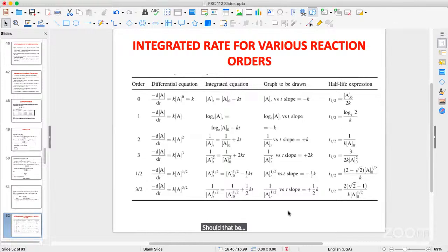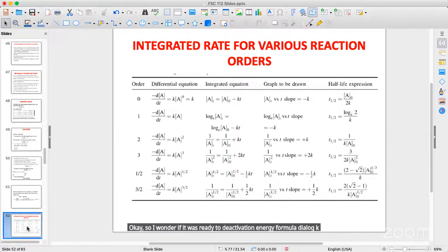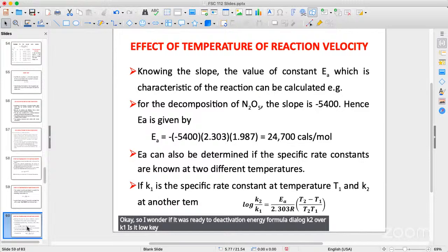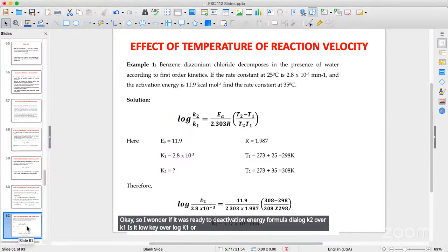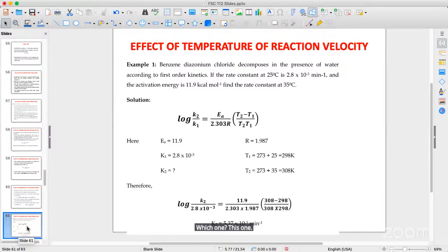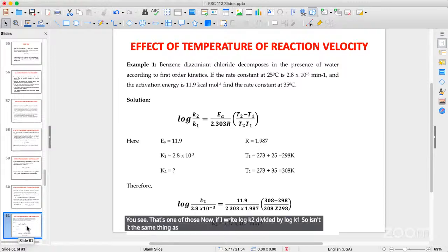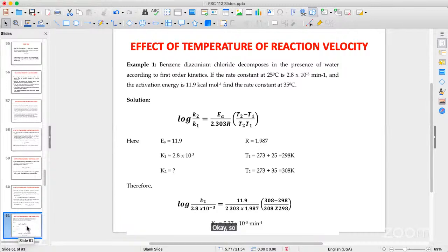Okay, sir. Now that we're on the activation energy formula, that log K2 over K1, is it log K2 over log K1 or? Which one? This one? Yes, sir. Is that log K2 over log K1 or? Now, if I write log K2 divided by log K1, isn't it the same thing as log of K2 divided by K1? Okay, so it's the same, sir. It's the same, yes. Okay, I just wanted to confirm.